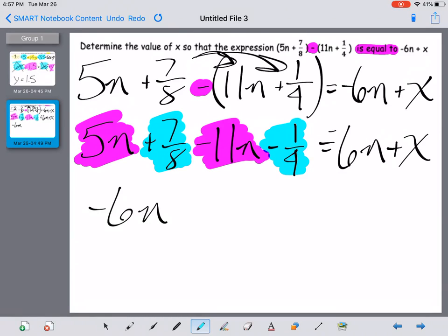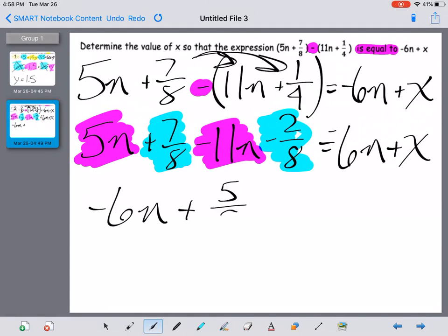And how do I change this negative 1/4 into a fraction to go with 7/8? Well, how about negative 2/8? All right, consider negative 2/8. That's the same value as negative 1/4. So if I do the math between 7/8 and negative 2/8, that's going to be 5/8. So I'm left with 5/8 there. Still have the negative 6n plus x over there.